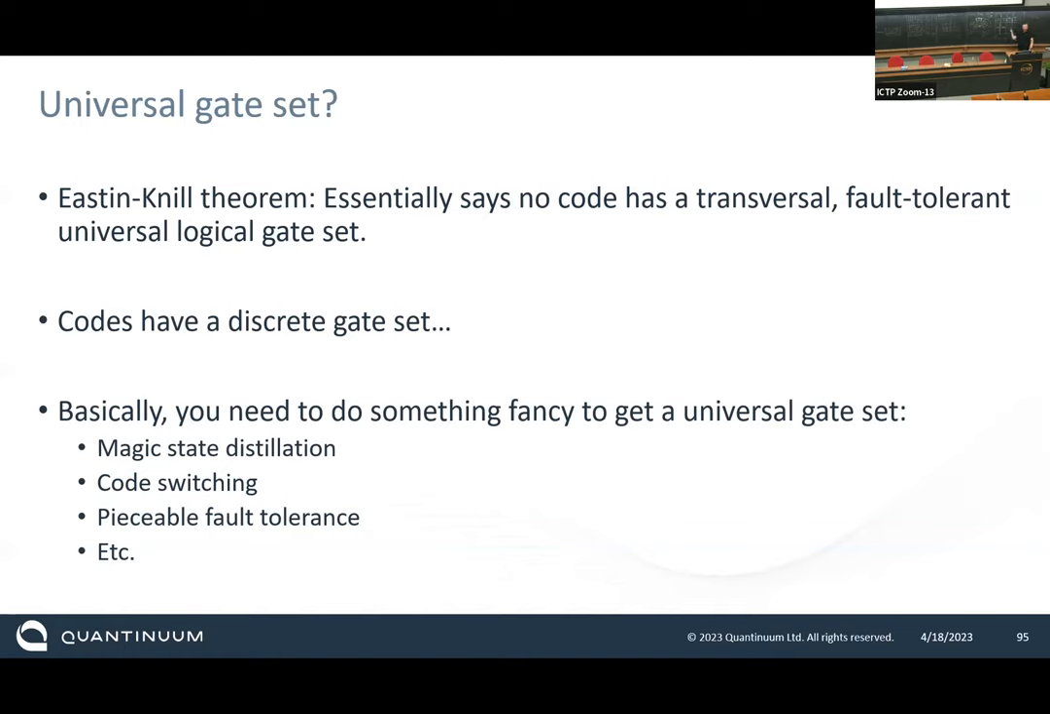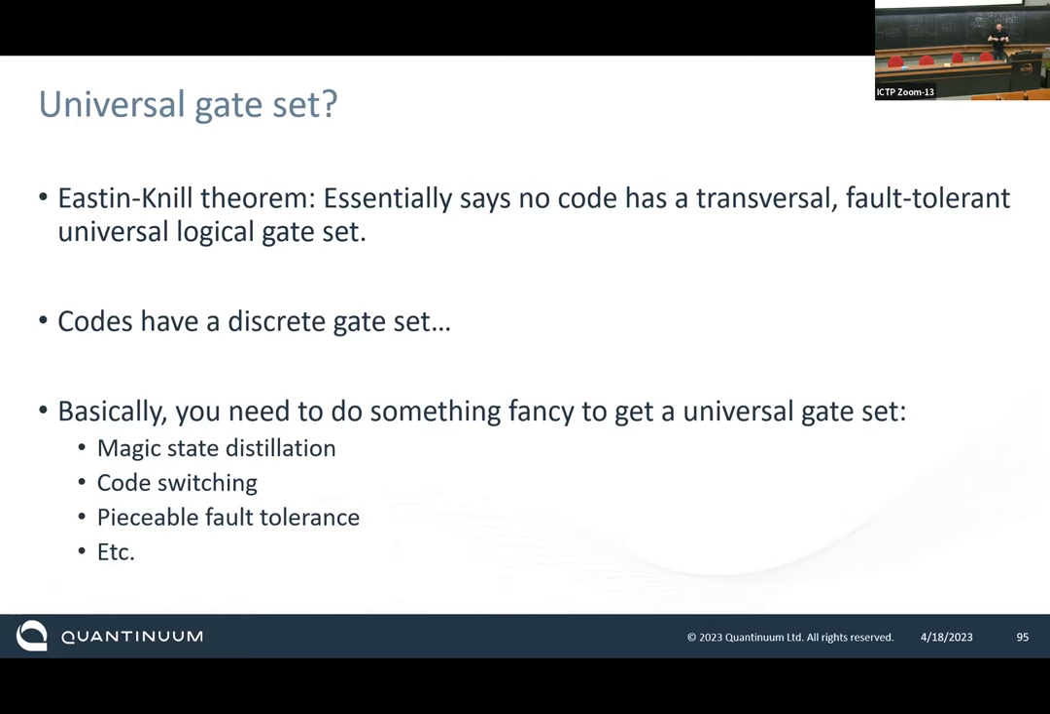As I mentioned before, codes don't have a universal gate set in general. There might be some fancy ways of getting around this, and maybe some future, more exotic codes that change in time and morph might, but ignoring those sorts of codes, Eastin-Knill says that no code has a transversal set of gates that are fault tolerant and universal.